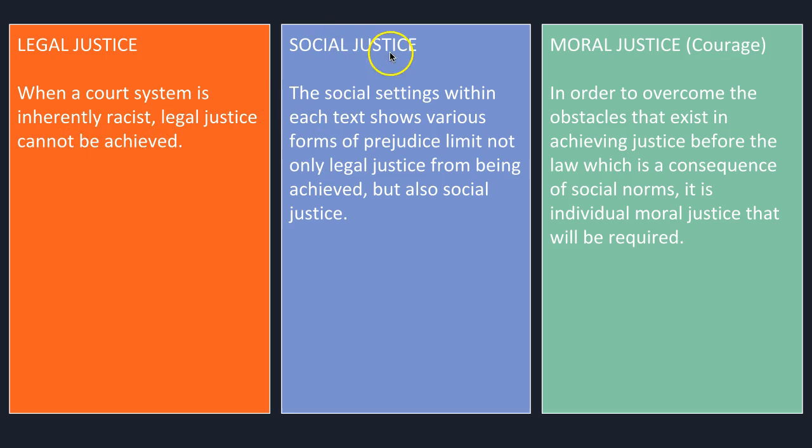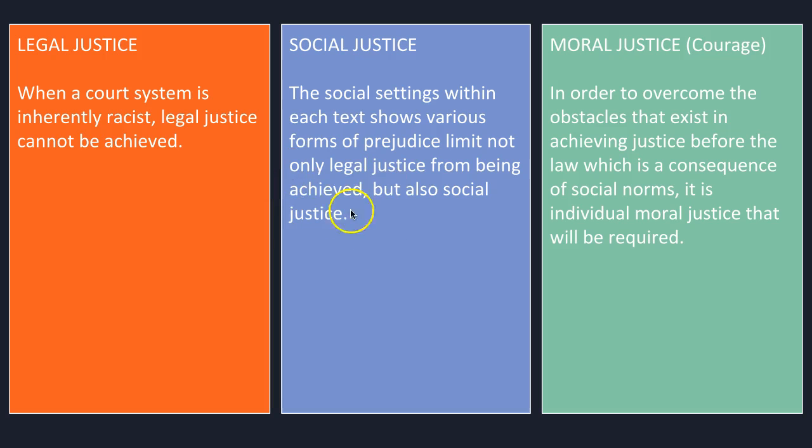When I'm thinking about social justice, I'm going to look at the social setting of Maycomb and 1950s New York and see how forms of prejudice limit legal justice, but also social justice. So that people can't even stop and be empathetic because they don't care about other groups, so oppressed minorities, for example, African Americans, immigrants, etc.